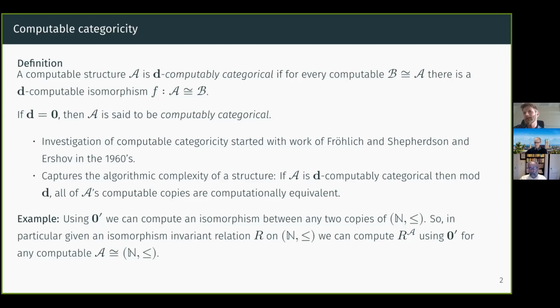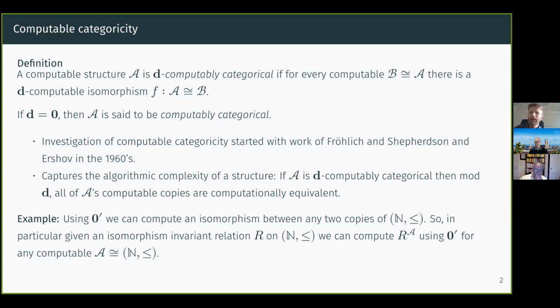And if D is equal to 0, so if there's always a computable isomorphism, then we say that A is computably categorical. This is a somewhat old research field which started in the 60s by work of Fröhlich and Shepherdson, and independently by Ershov in the Soviet Union back then. What this notion lets us do is capture the algorithmic complexity of the computable copies of a structure. Namely, if A is D-computably categorical, then modulo D, all of the computable copies are computationally equivalent.